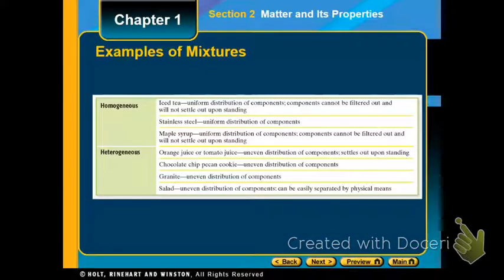And to round it out, here's just a few more examples of homogeneous and heterogeneous mixtures. Again, homogeneous, we are thinking of things that are going to look uniform throughout. So uniform here, not uniform at the bottom. Iced tea, stainless steel, maple syrup, all of those look pretty uniform. But your orange juice, chocolate chip cookies, granite, which is like rocks, things in your salad are heterogeneous because they are not uniform.